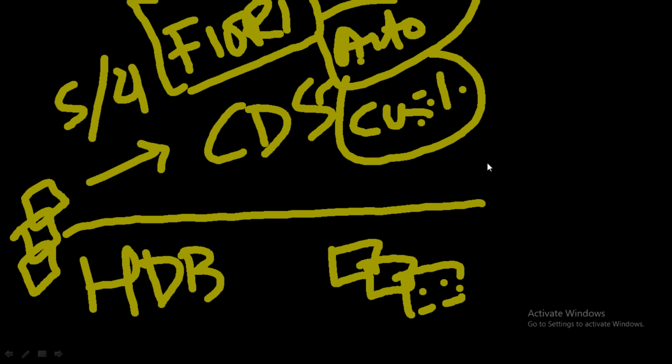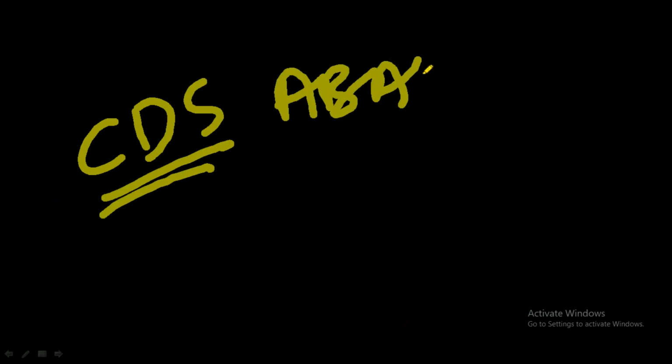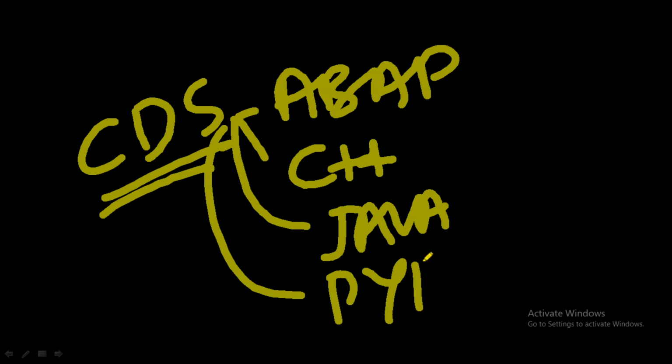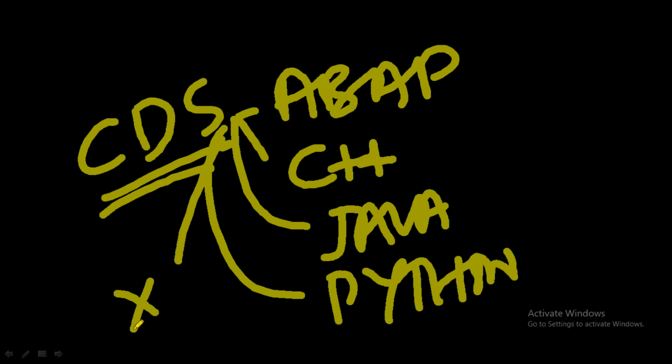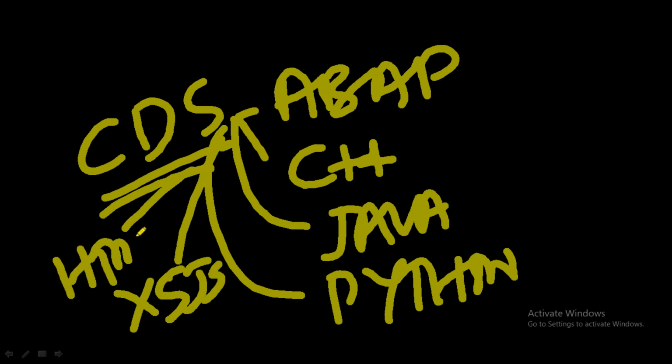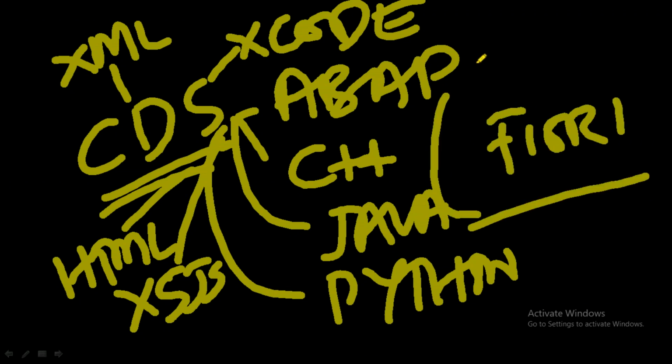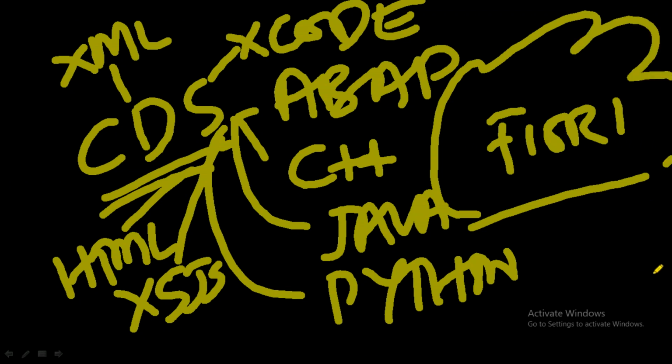And not just ABAP, we can work with the CDS view because it is compatible with all the programming languages. Primarily ABAP, but also you can work with C++ or Java or Python scripting for servers. Then you have XSJS, HTML, XML, Xcode for Android application and iOS. So CDS is compatible with various programming languages, because the CDS views will be connected to Fiori and to the cloud-based applications. So it's not just ABAP. You can work with any programming language which is comfortable for your local project. ABAP is preferred because it is local to the S4HANA.